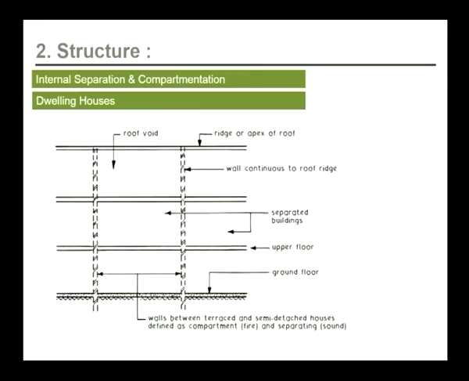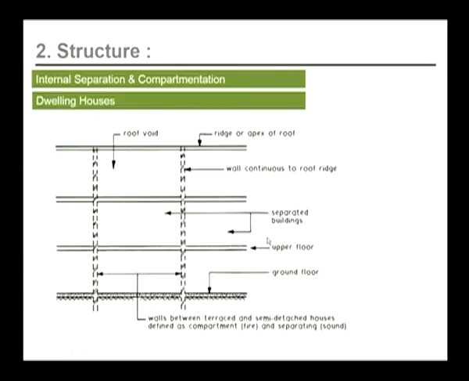In the example of dwelling houses, we see walls, a roof void, the ridge or apex of the roof, and separate buildings. It's a complete example where we have a ground floor, an upper floor, and walls that continue to the roof. So this space is segregated into different functions, like a drawing space, a dining space or a living space, but the entire space is one dwelling unit.